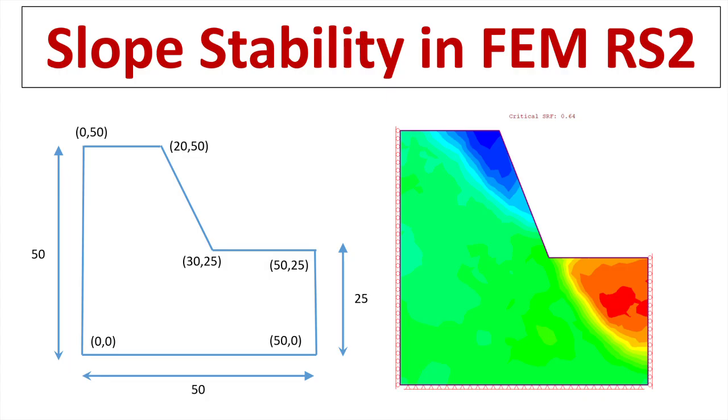Here, the problem we are solving is the same problem we did in Slide software. We want to check the results variation with the normal limit equilibrium method and the finite element method. We have already seen in the previous video of slope stability in limit equilibrium method that it gives factor of safety. However, here it gives strength reduction factor. Both convey the same message.